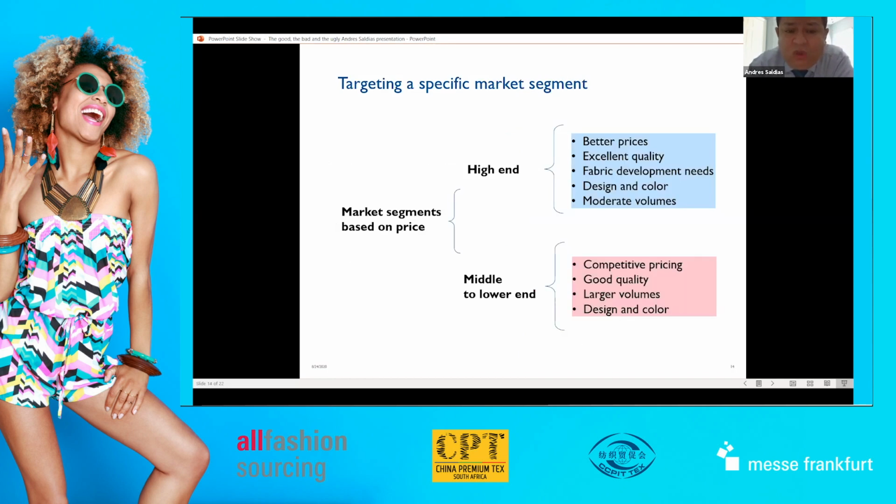As far as how we market, what kind of buyers are we looking at according to our factory capabilities? Either we're going to go to the high end, which is better prices, excellent quality, fabric development supply there, design and color, and smaller volumes. And you have buyers in the middle to lower end. This is more related to competitive pricing, CMT mainly, of course good quality, larger volumes, some kind of designs and colors, but of course the prices are not as good as the high-end market.